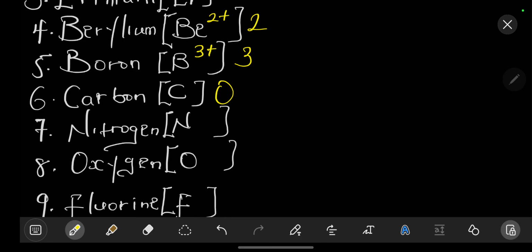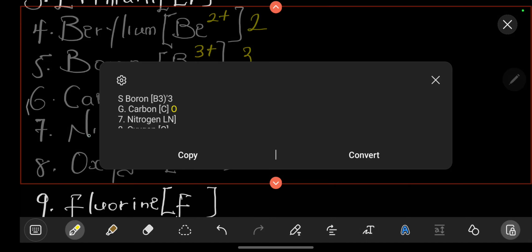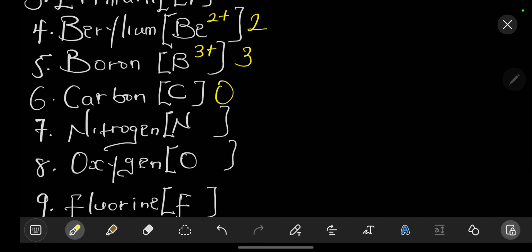So nitrogen belongs to what group? Nitrogen belongs to group 5. And you see, elements that belong to group 5 always possess a -3 charge. It does not mean it possesses a +5 charge, because it's a -3 charge. Now that is it for nitrogen, the group 5 element.